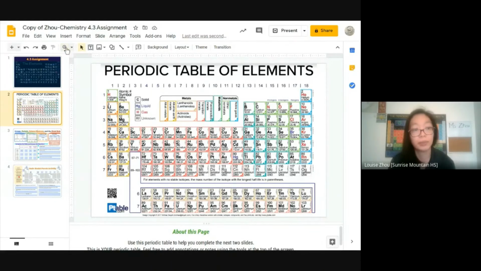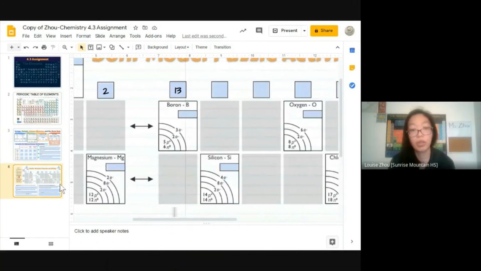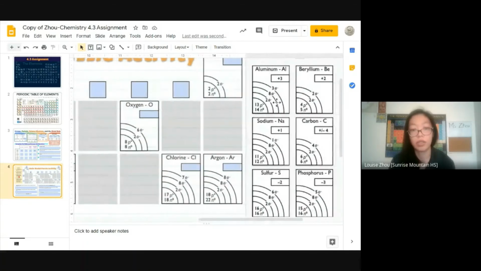I'll zoom in a bit. Let's see, there's a zoom in button. Here's element 13, aluminum. So it's going to be underneath boron next to silicon in group 13, which is why I wanted you to do the group and period numbers first. So we're going to put aluminum right here underneath boron, right next to silicon. So just click and drag.